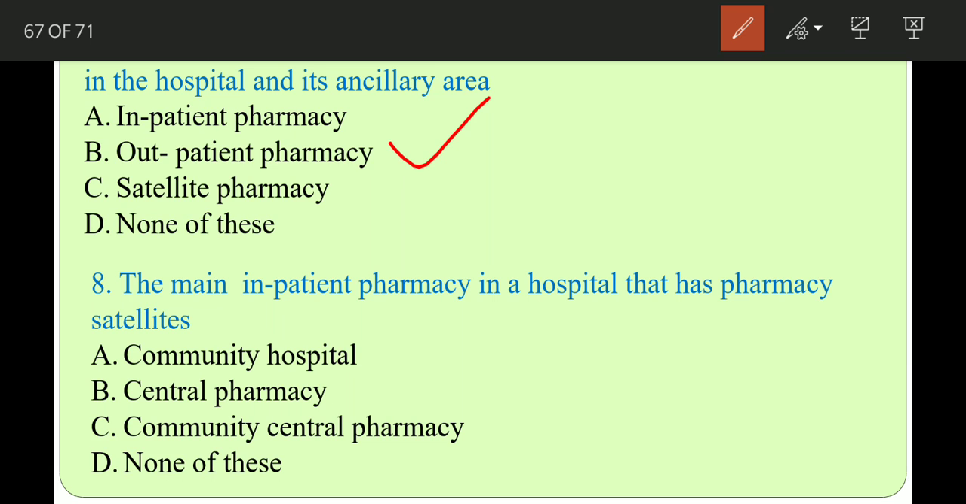Next question is, the main inpatient pharmacy in a hospital that has pharmacy satellites. So the options are A. Community hospital, B. Central pharmacy, C. Community central pharmacy, D. None of these. So the correct option is B, that is central pharmacy.